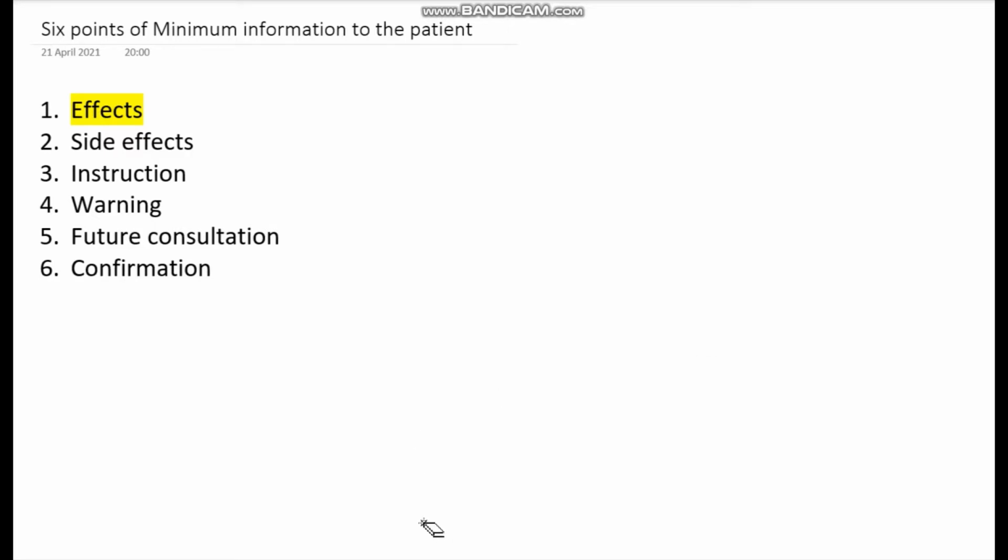So the first instruction is going to be about the effects of the drug. Now your patient needs to know what this drug is going to do to him, at least an overview. You don't need to tell him the entire mechanism of action, but he needs to know.